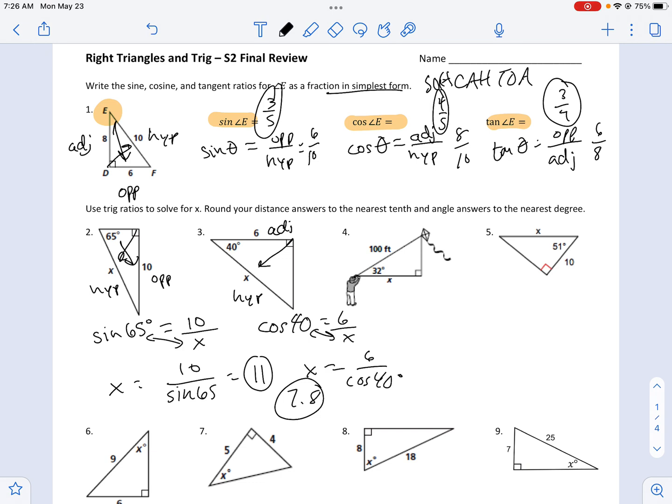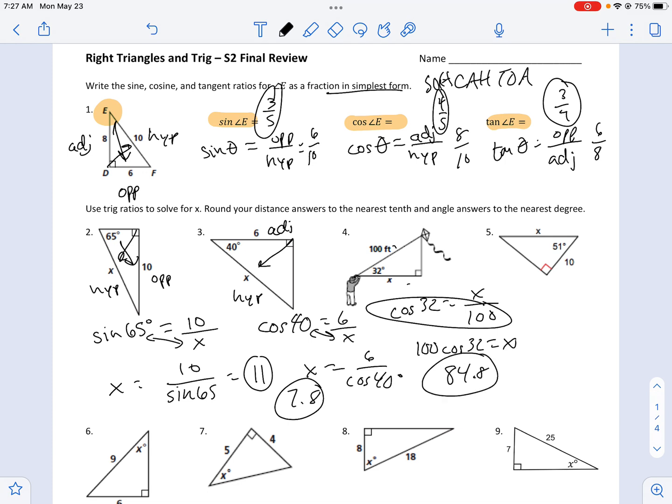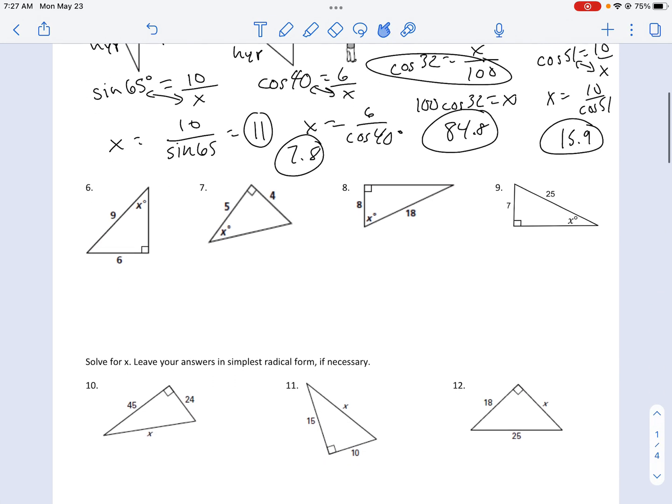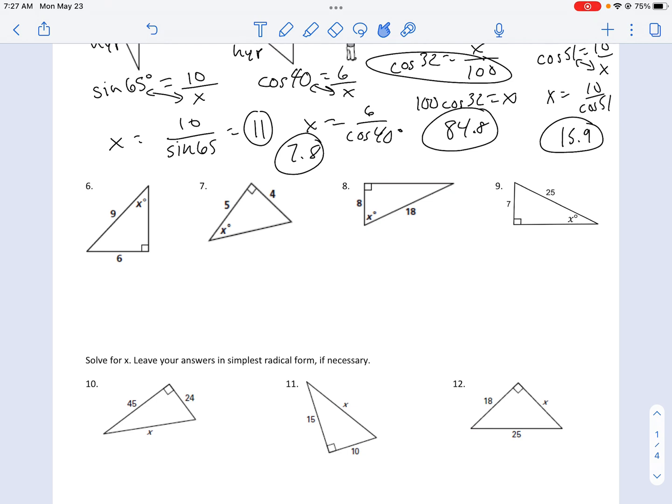And we're just going to keep solving these the same way. I'm going to speed it up a little bit. You got adjacent, you got hypotenuse, that's cosine. Adjacent over hypotenuse. Now, when it's like this, we can cross multiply. Here you've got adjacent and hypotenuse. So again, cosine theta equals adjacent over hypotenuse. Math flip gives us 15.9. And we just keep doing this over and over again.